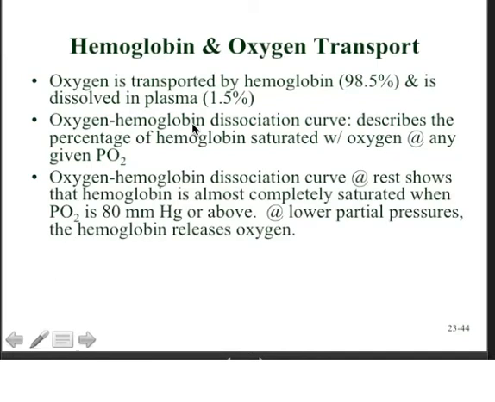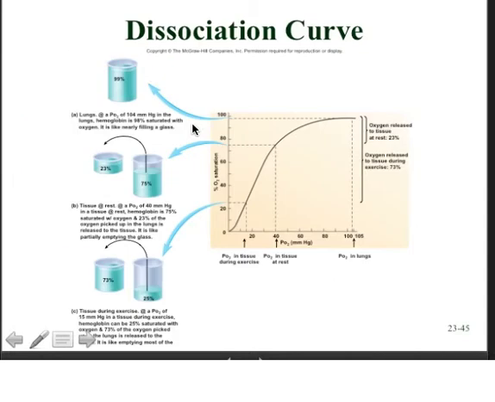The oxygen hemoglobin dissociation curve at rest shows that hemoglobin is almost completely saturated when the pressure of oxygen is 80 millimeters of mercury or higher. At lower partial pressures, the hemoglobin is going to release the oxygen. And so what you're looking at here is just the hemoglobin dissociation curve, and what we're tracking here is the oxygen saturation versus the partial pressure in millimeters of mercury.